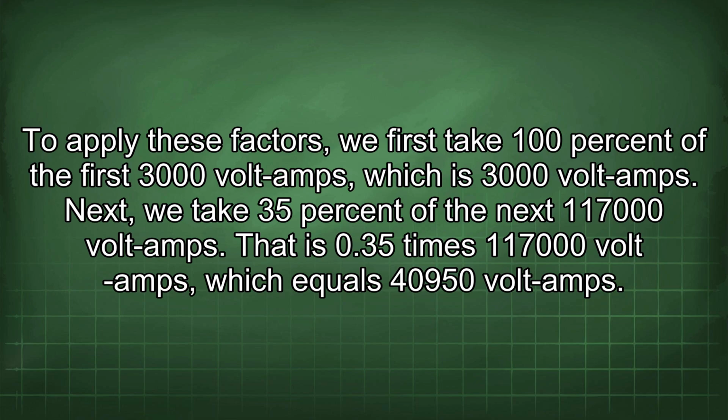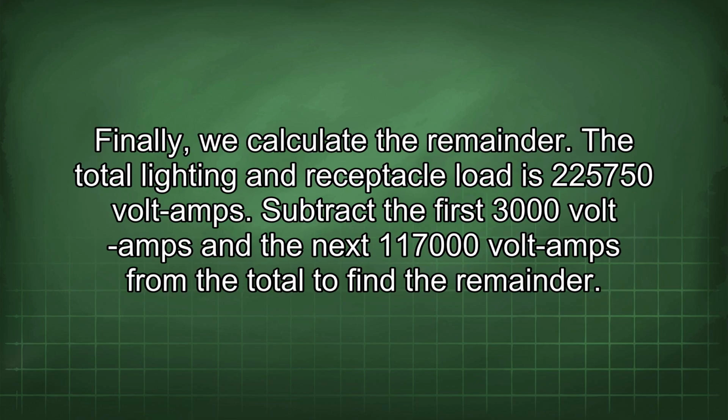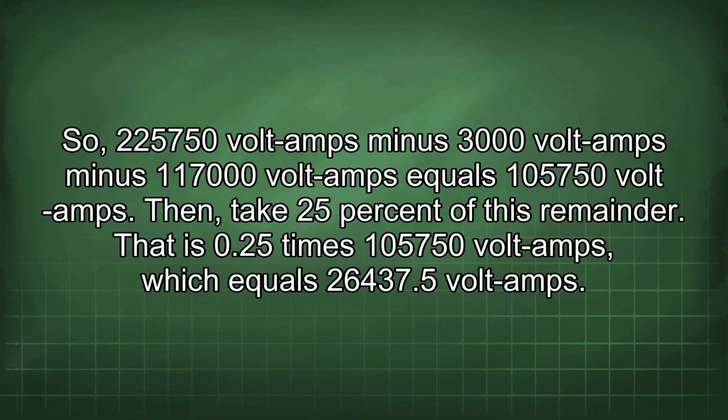Finally, we calculate the remainder. The total lighting and receptacle load is 225,750 volt amps. Subtract the first 3000 volt amps and the next 117,000 volt amps from the total to find the remainder. So 225,750 volt amps minus 3000 volt amps minus 117,000 volt amps equals 105,750 volt amps.